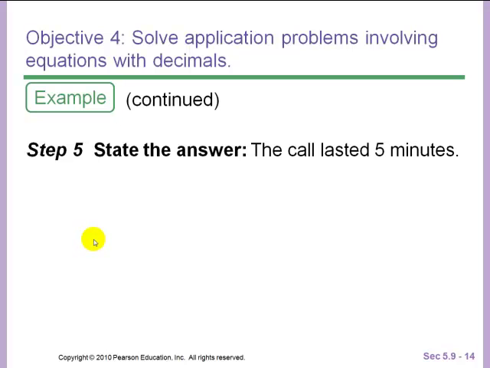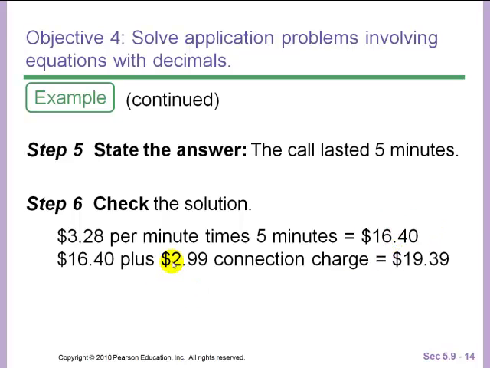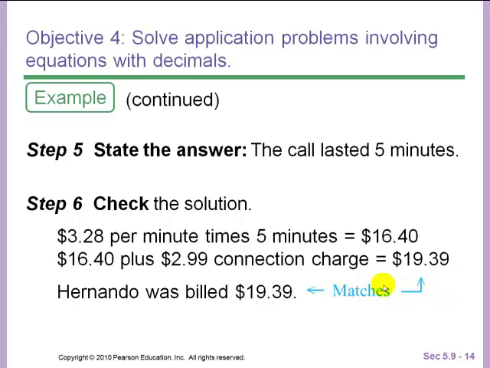And lastly, you should check the answer by plugging it back into some of the original statements to see if it makes sense. If it's 3.28 per minute times 5, that would be 16.40. So that's how much they were charged for the actual minutes. Plus, that additional $2.99 connection charge adds up to our overall total of $19.39. He was billed $19.39 and they match. Therefore, I'm confident that my answer is that the call lasted 5 minutes.